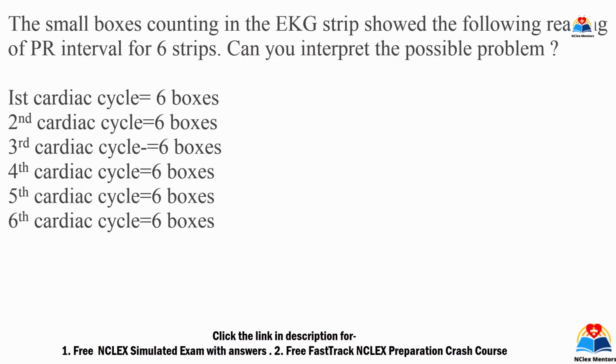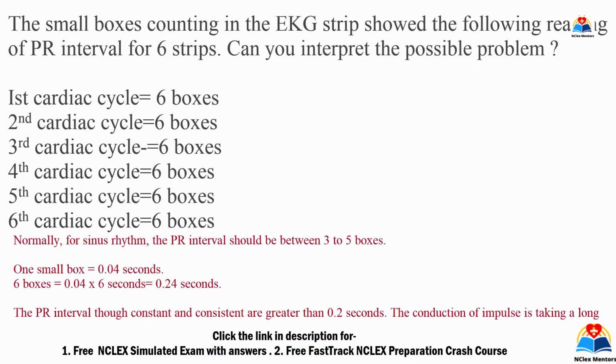Here, the boxes' width seems consistent. But we also learned that normally, for sinus rhythm, the PR interval should be between 3 to 5 boxes. One small box equals 0.04 seconds. So 6 boxes equals 0.24 seconds. The PR intervals, though constant and consistent, are greater than 0.2 seconds. The conduction of impulse is taking a long time, and probably this represents the heart block.